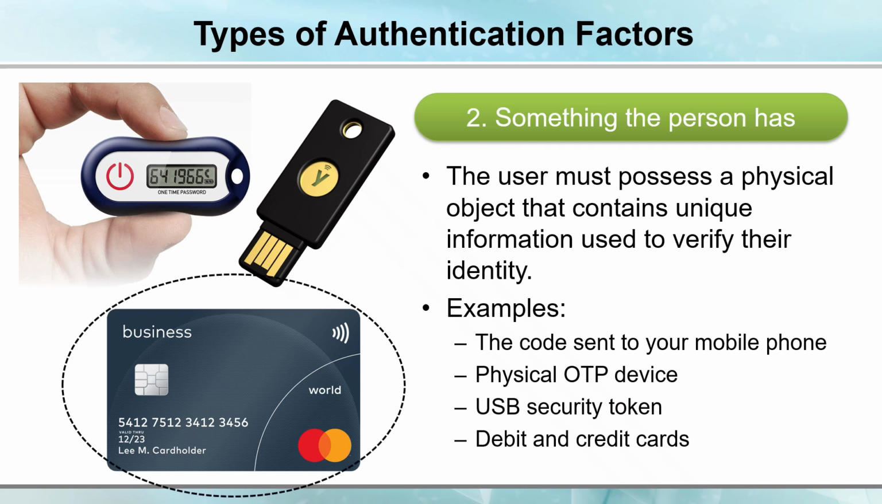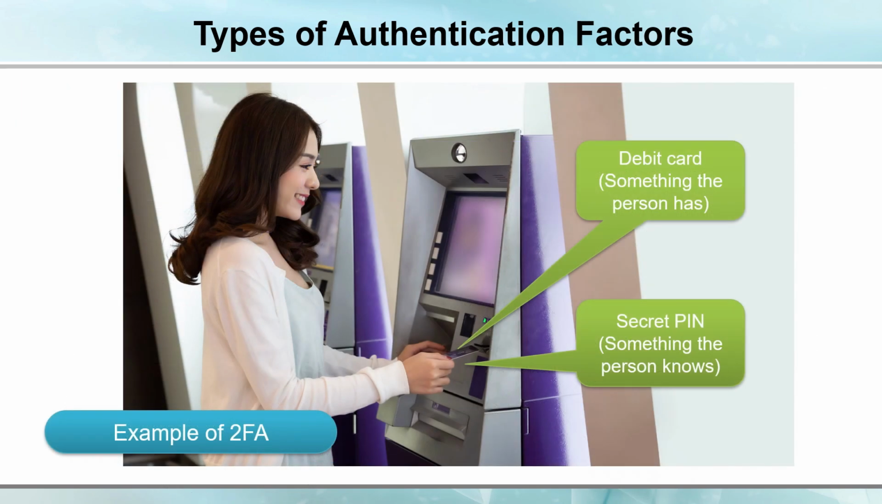Finally, we can mention debit and credit cards. These allow you to prove your identity when making payments or withdrawing money from an ATM. In ATM withdrawals, we typically use two authentication factors. You use your debit card, which is something you have, and you also enter your secret PIN, which is something you know, to successfully complete the transaction. This greatly increases security because even if someone steals your card, they won't be able to withdraw money without knowing your PIN. And even if someone discovers your PIN, they won't be able to withdraw money without the card.